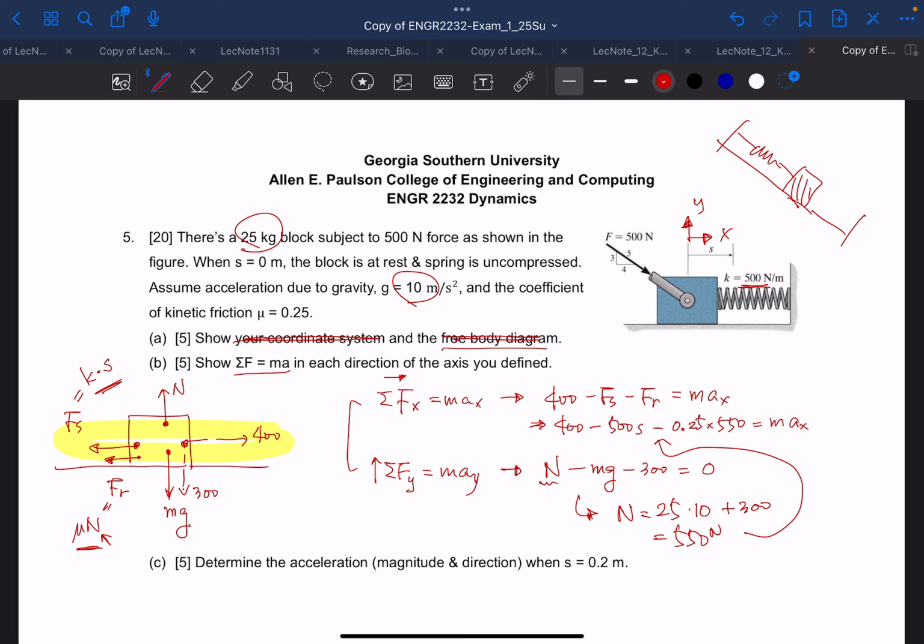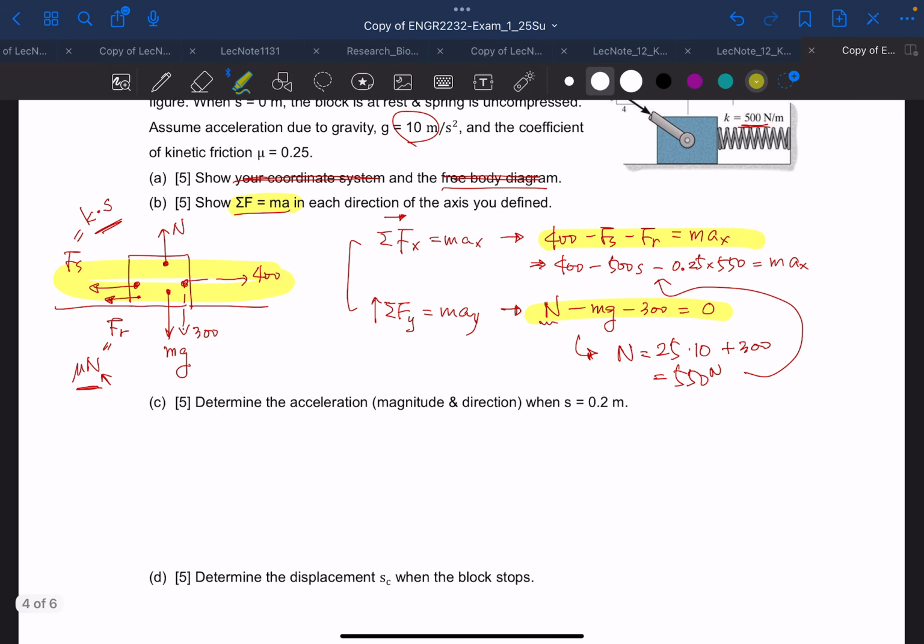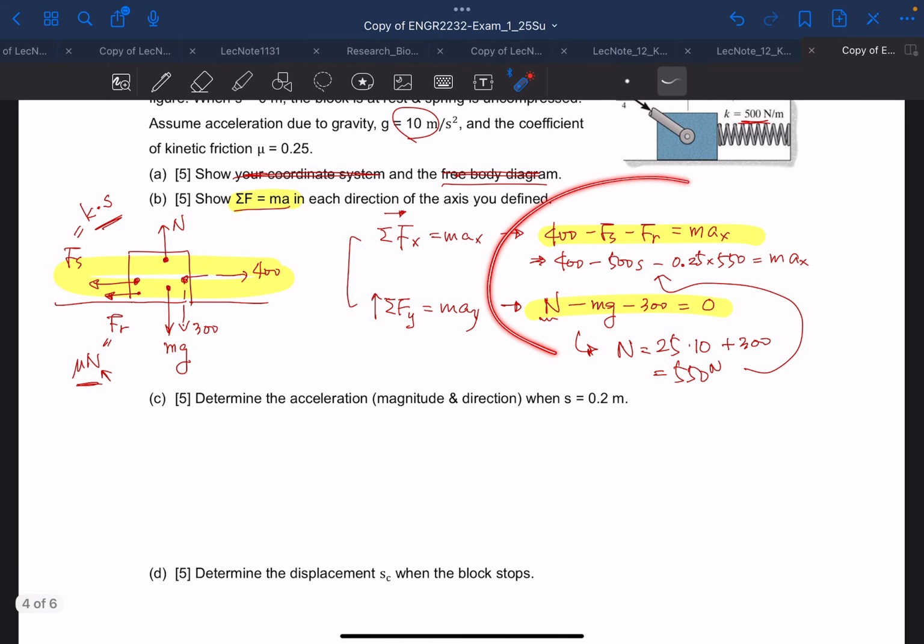Okay, so we have this equation that we can use for the next steps. But basically, these are those F equals ma in each direction. So after that, now we can utilize these to solve at least some of these problems.